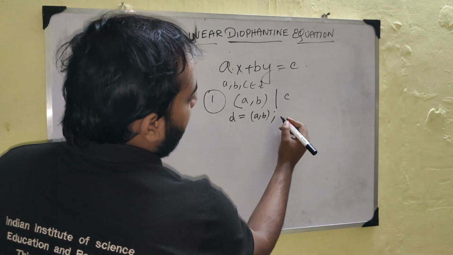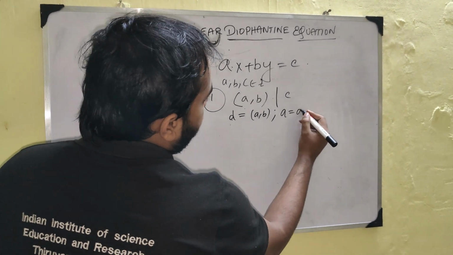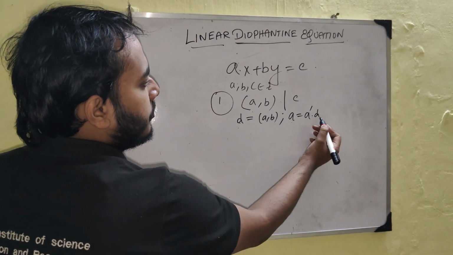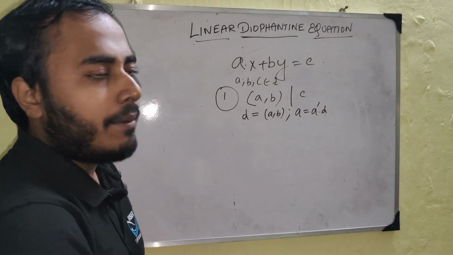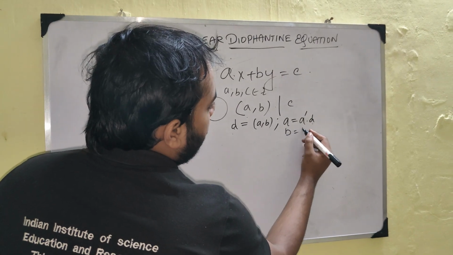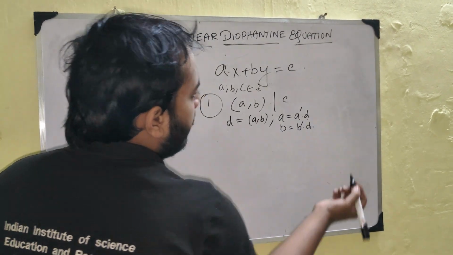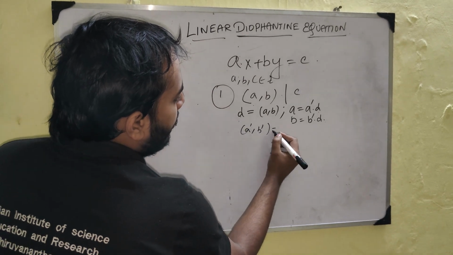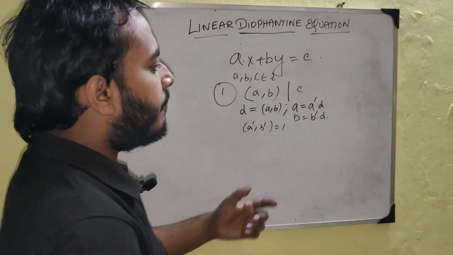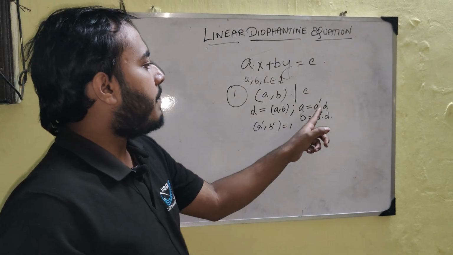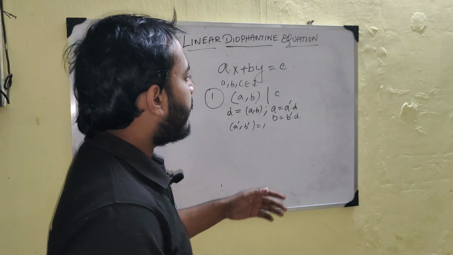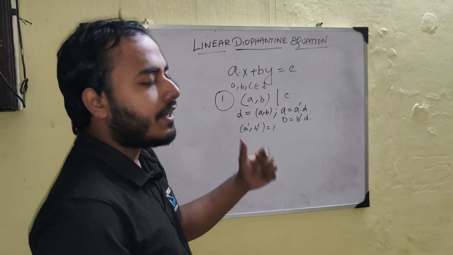We can simply write that a is equal to a prime into d. So there, a obviously would be equal to d times some integer a prime, right? And similarly b would be equal to b prime d. And we can understand that a prime and b prime would be co-prime, because d was the highest common factor present in a and b. So a prime and b prime cannot have any common factors, right? Otherwise that would violate the point that d is the highest factor in a and b.